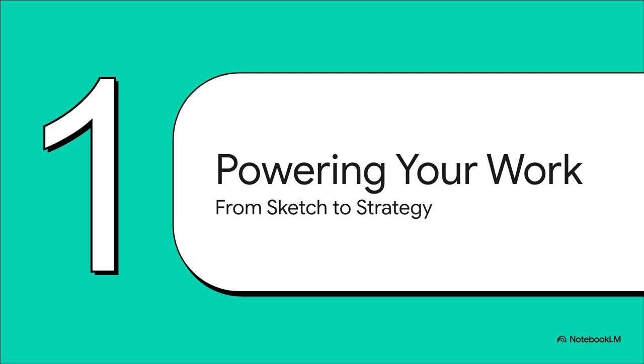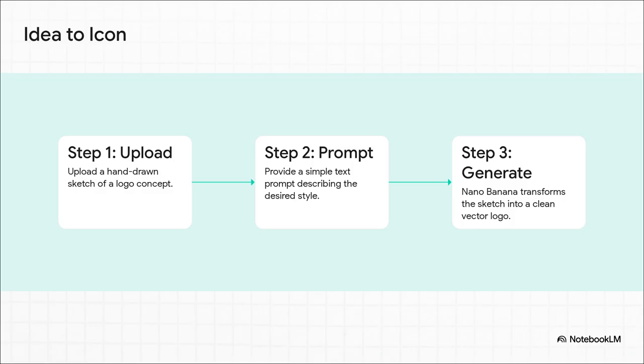All right, so let's get practical. Let's start with how this could totally change the game for professional work. Going from a quick sketch all the way to a full-blown strategy. Think about something like logo design. You could literally scribble an idea on a napkin, snap a picture of it, upload it, and just type a simple prompt. Something like, turn this into a clean, minimalist vector logo. And boom, your rough sketch is now a professional concept.